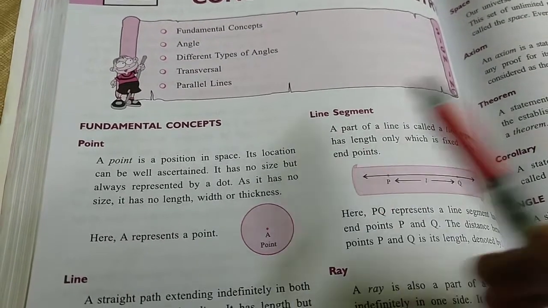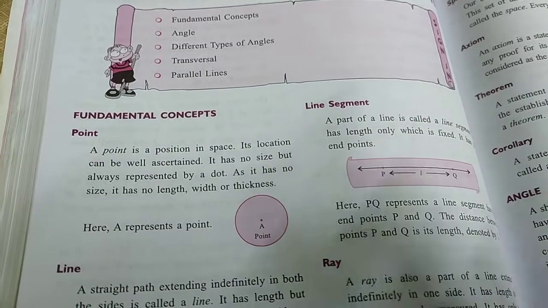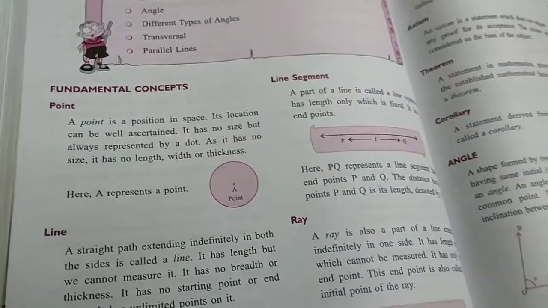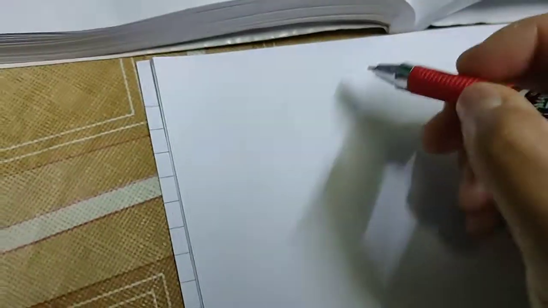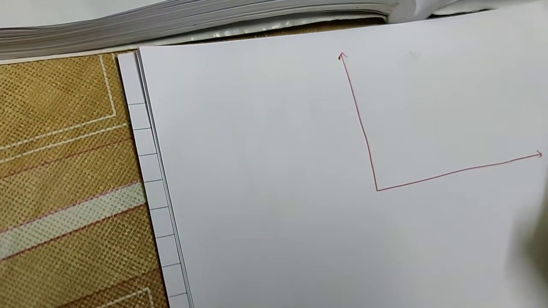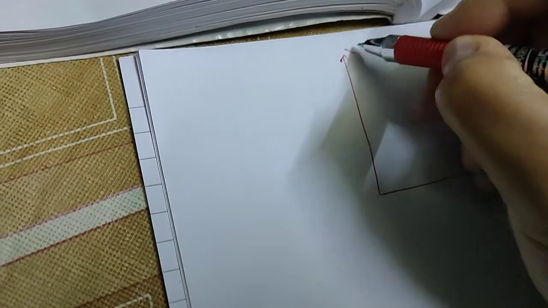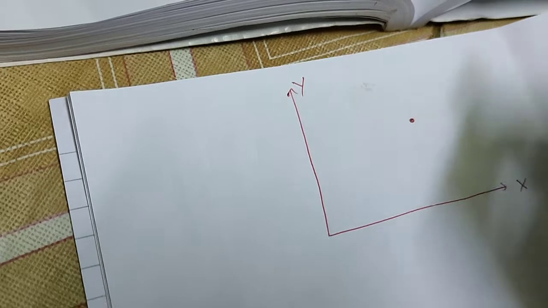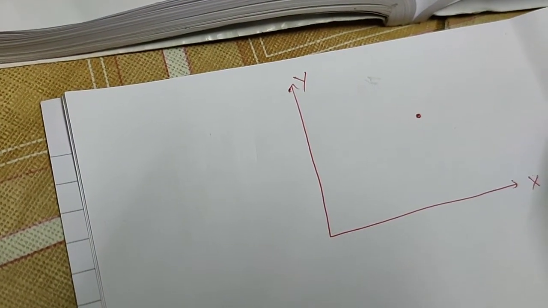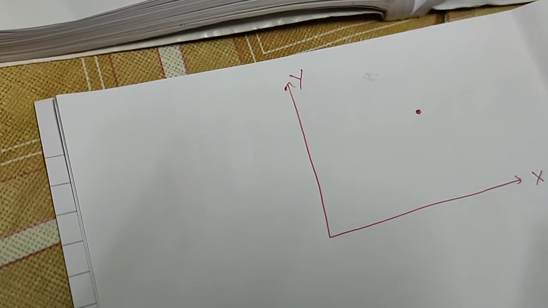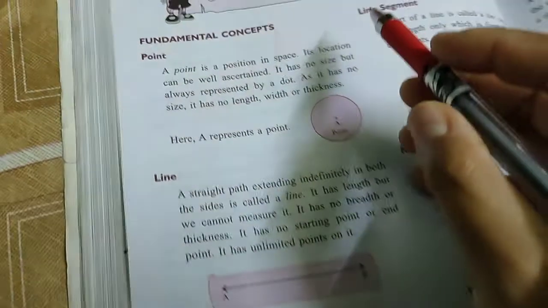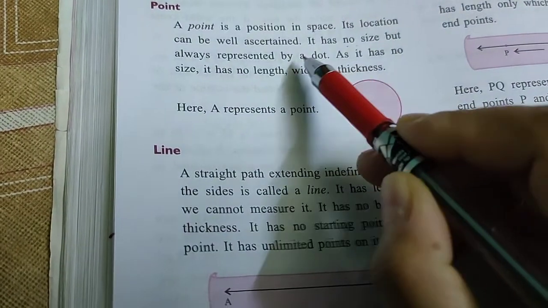Okay. So all these definitions you must write down in your copy. This may be asked in terms of a 1 mark question also. So you see a point. Say this is in space. This is your x axis and this is your y axis. Any point in space. A point is a position in space. It has no size. Remember, it has no size, represented by a dot.